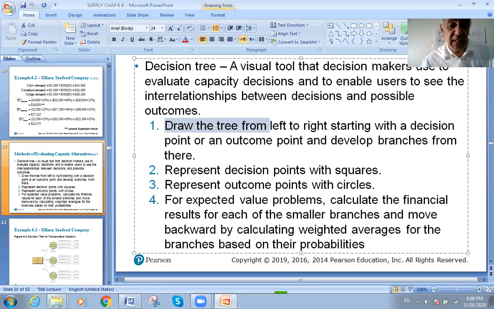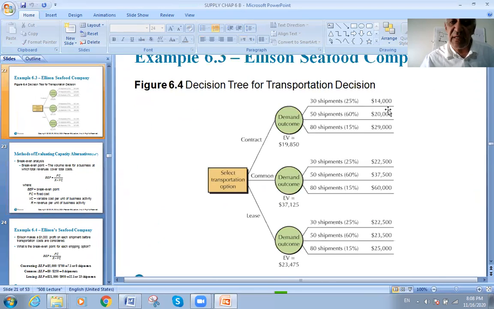The decision points are in squares, and the event points, the outcome points, are in circles, which include the probability distribution. Wherever there is a probability distribution, put it in circles. Then the expected value: how will you get the expected value? You will multiply these numbers by the probability distribution.